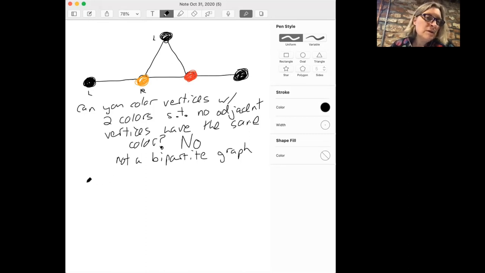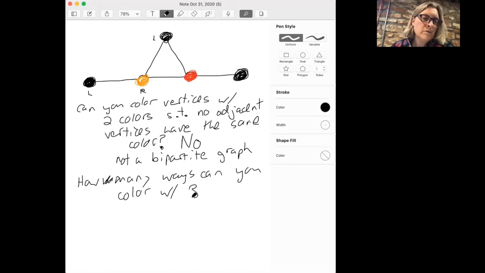A harder question then, okay, well, we said we could do this with three colors, is how many ways can you color this graph with three colors? And that's actually a little bit of a tricky counting problem because, well, maybe it's not so bad. Let's label these vertices 1, 2, 3, 4, 5. So then we would have vertex 1, we would have three choices for the color.